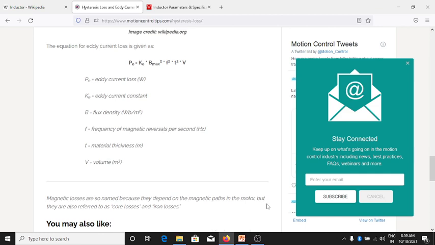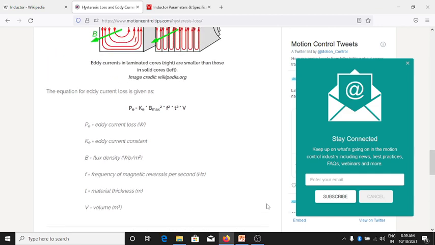Here is the equation. Pe equals Ke into Bmax square into f square into t square into V. Here Pe is eddy current loss, Ke is eddy current constant, Bmax is flux density, f is frequency of magnetic reversal per second, t is material thickness, and V is volume.